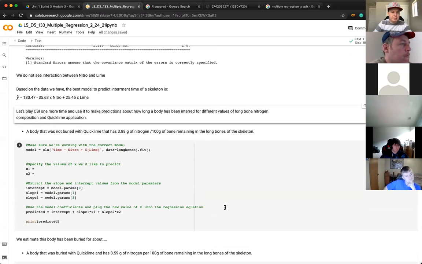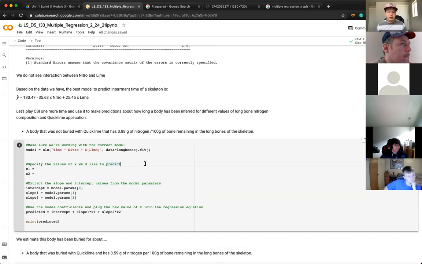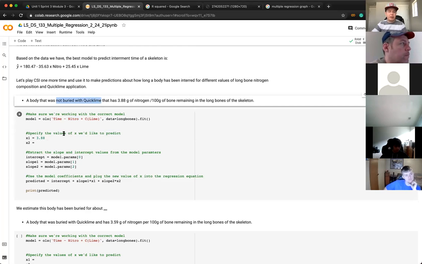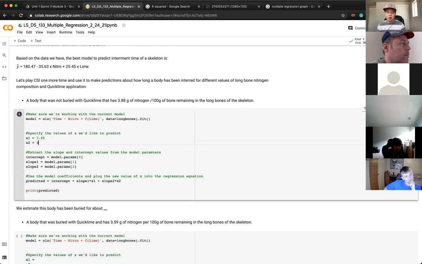All right. So going back to our best models so far: time, nitro, and lime as a categorical variable. Let's generate a prediction with this current best model. For X1, we want to try this out with, remember, X1 is our nitro. So we want to say, what would the interment time be if we had 3.88 grams of nitrogen and a body that was not buried in quicklime? So it'll be a 0 for quicklime here.